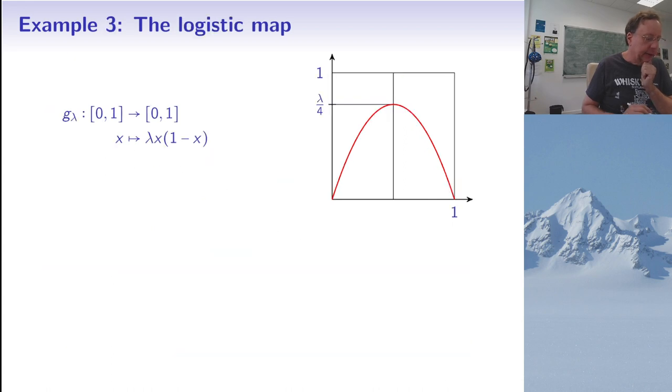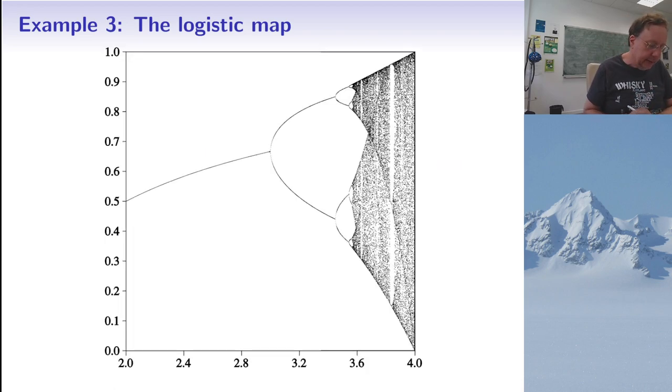My third example is now a little bit smoother, so let me look at this map. X maps to lambda times x times 1 minus x, and this lambda is a parameter that could vary between 0 and 4, let's say. Now, this map has a behavior that can be very different depending on the value of lambda. So you may know this picture here.